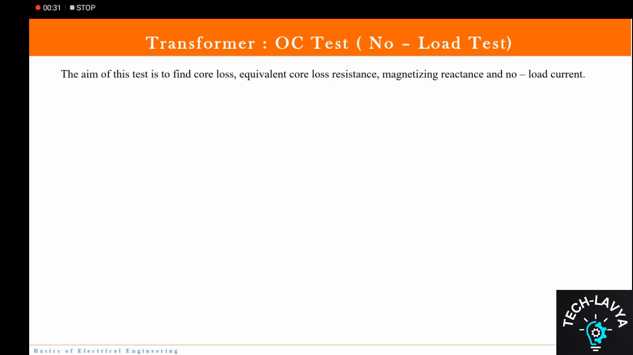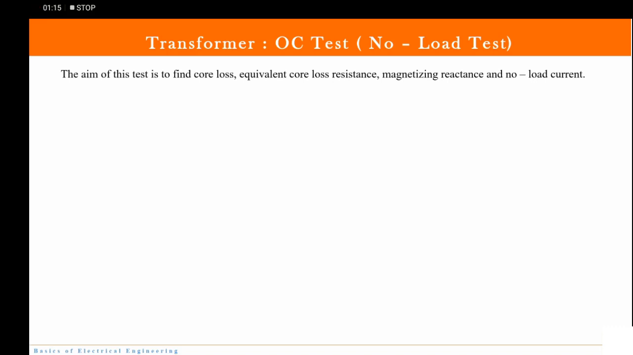Now we have already discussed no load condition, isn't it? So what was no load condition? The secondary side was open circuited, and we said that in this condition no load current flows through the primary, which we represented by I naught. Correct? And why is no load condition used? It was basically used to find the core loss or iron loss. So no load test is basically an experimental setup to find out the core loss. So the aim of this test is to find core loss.